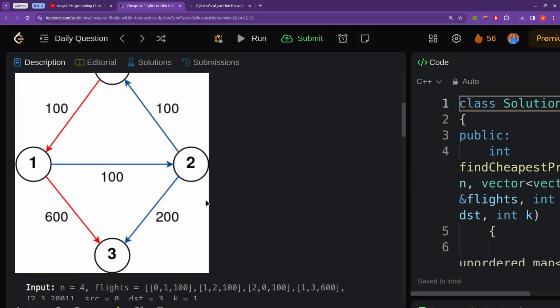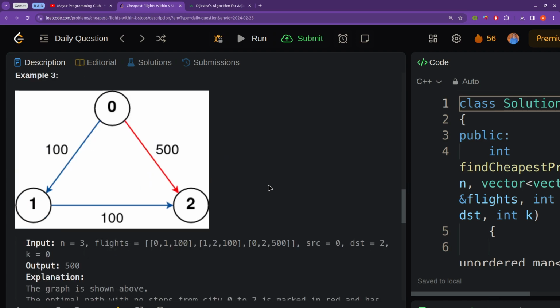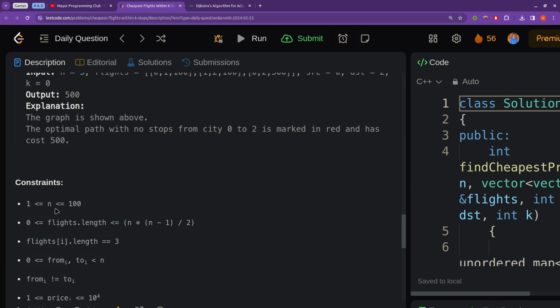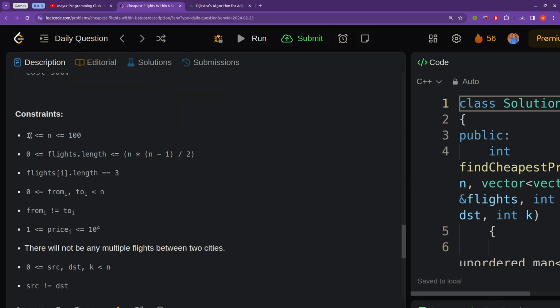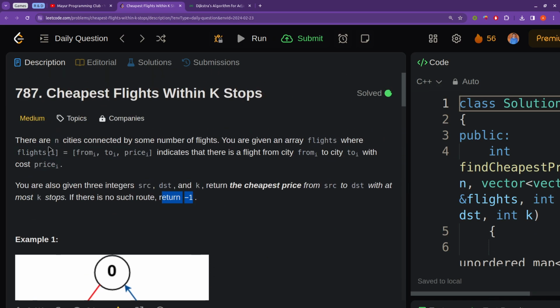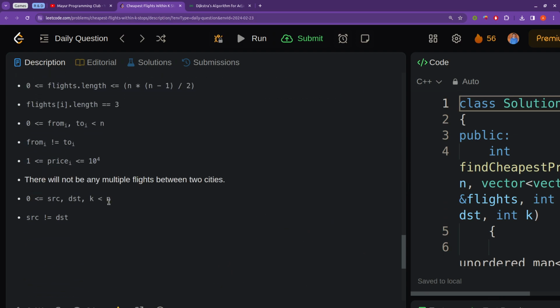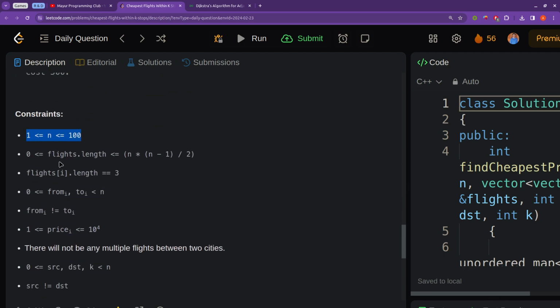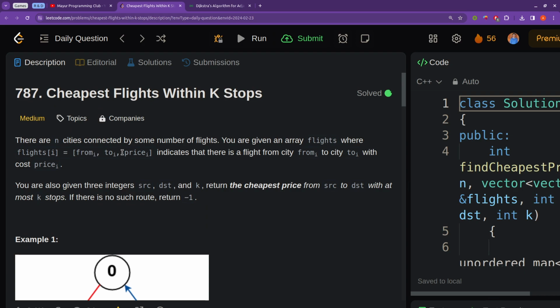Okay, so let's see the constraints before discussing our approach. So the constraints are as follows: that n, which is I guess the number of cities, is of order 100, or you can say 10 raised to power 2, and the flights array that will be given to you is having all possible combinations at max. Okay, so n into n minus 1 by 2, it is nC2. And the flights length is of order 3. So each entry in flights array is having three things: source, destination, and price.